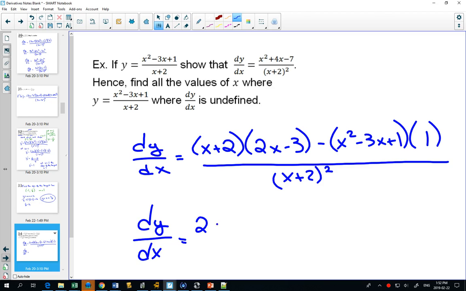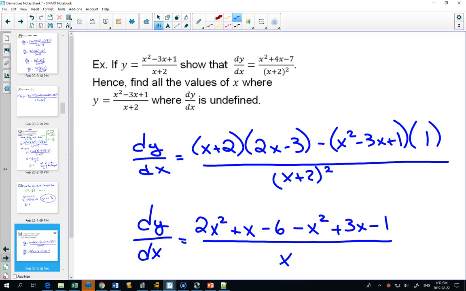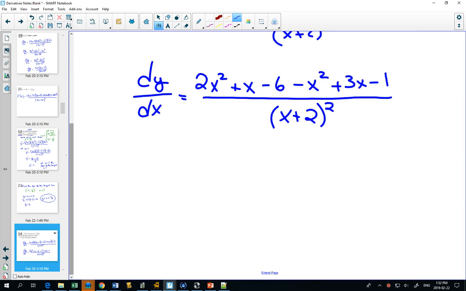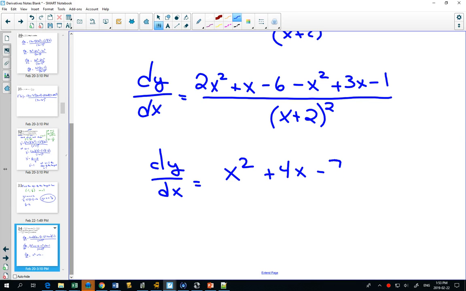If I multiply this out, I'm going to get 2x squared plus x minus 6 minus, if I distribute the minus, minus x squared plus 3x minus 1, all over (x plus 2) squared. Combine my like terms. 2x squared minus x squared is x squared. x plus 3x is plus 4x, minus 7. I sure hope that's what we want it to show. Is it? Yes.